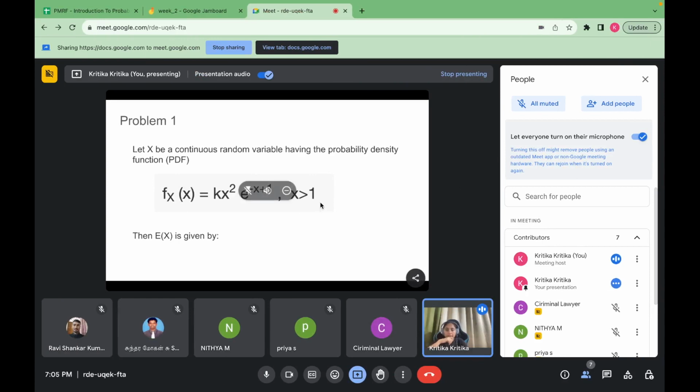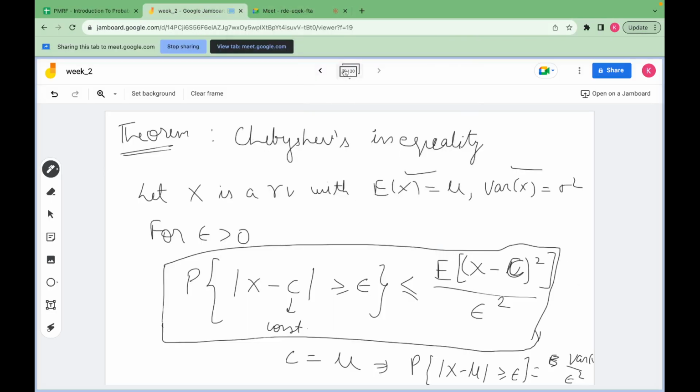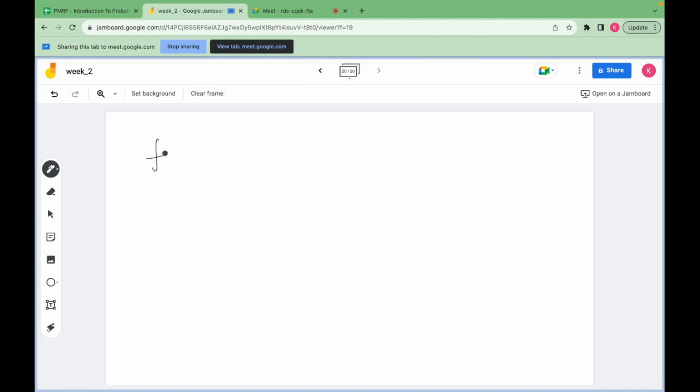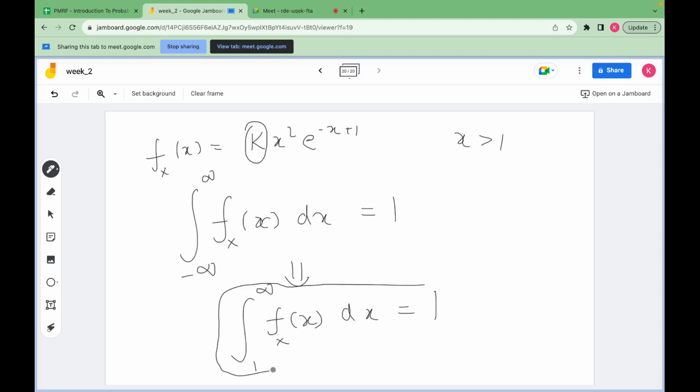So I will give you a hint. And x is greater than 1. So you need to find the value of this k first. The integral of f(x) dx from minus infinity to infinity is equal to 1. This we know, and this is defined from 1, it is for x greater than 1 to infinity. So this will become the integral of f(x) dx from 1 to infinity, which is equal to 1. So try to solve this first. From here you will get the value of k.